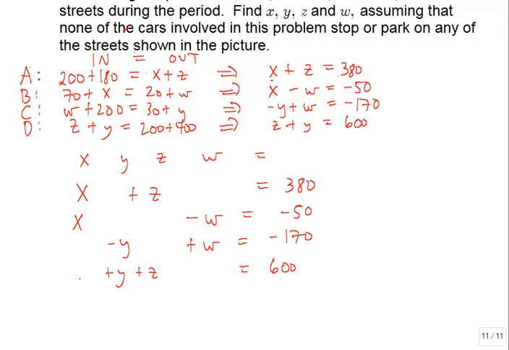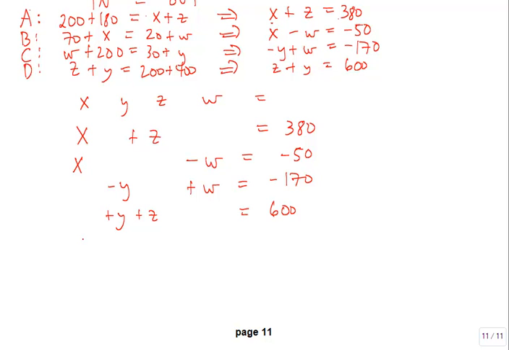You want to just make sure that your X's are lined up, your Y's are lined up, your Z's are lined up, and your W's are lined up. Otherwise, your matrix is going to be out of order. So what does this matrix become?